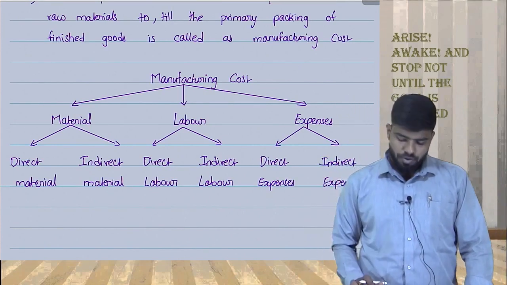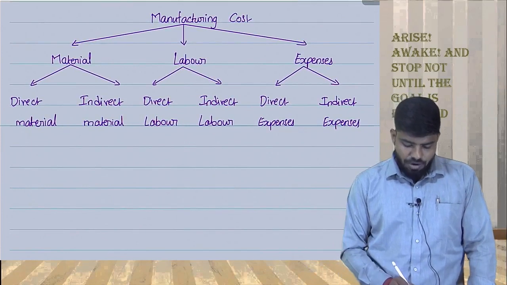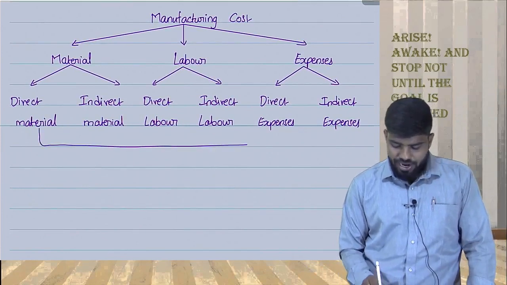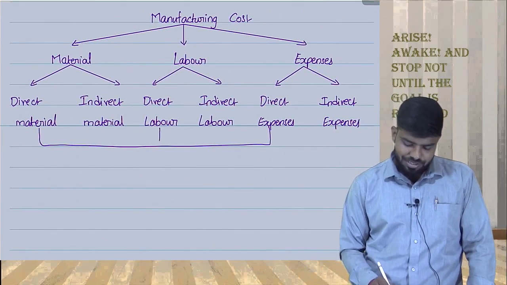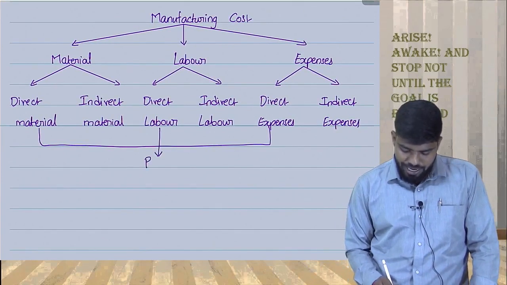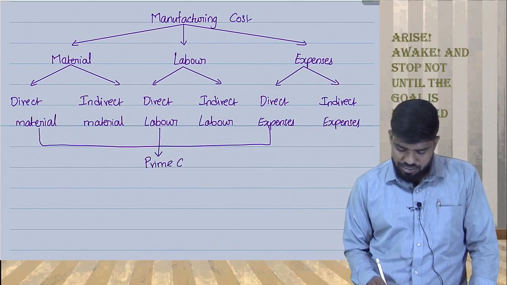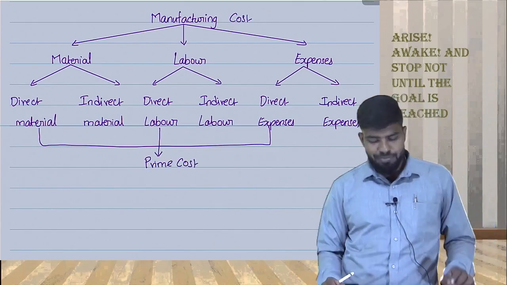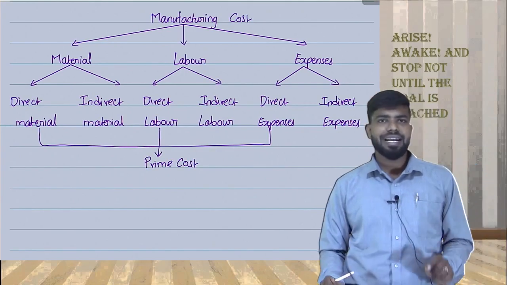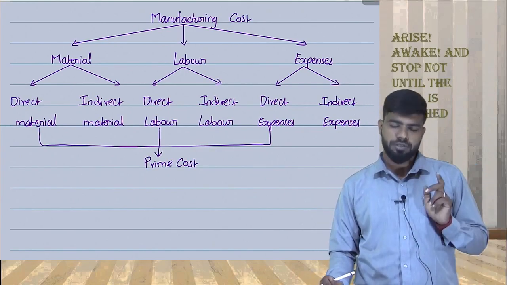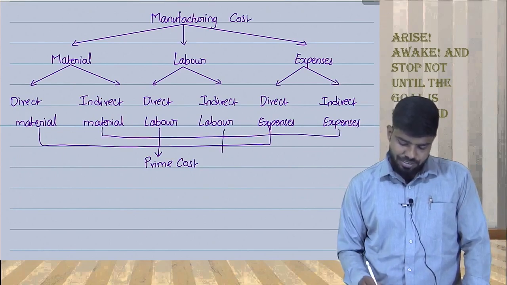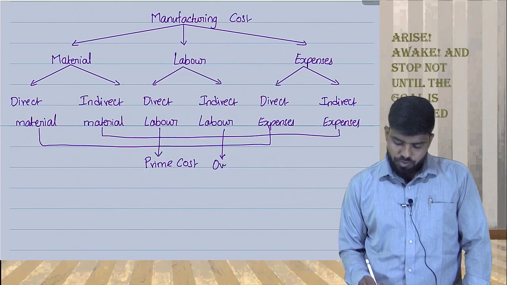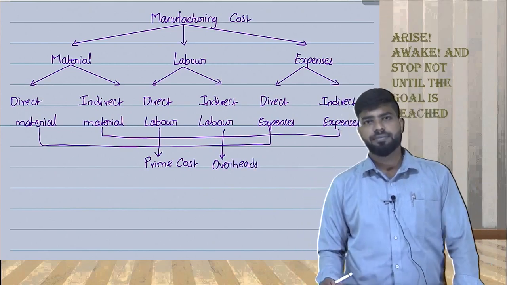Okay. Now if you add all the direct elements, that is direct material, direct labor, direct expenses, we call it prime cost. The name for this is prime cost. If you add direct material plus direct labor plus direct expenses, we call it the prime cost. If you add indirect material, indirect labor, indirect expenses, we call it overheads.